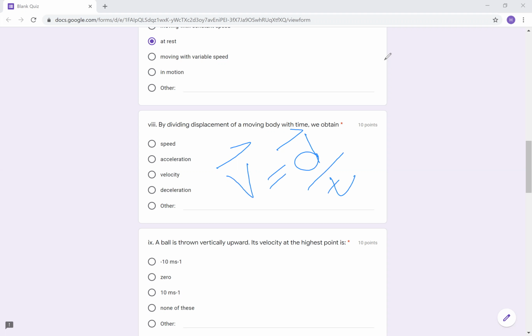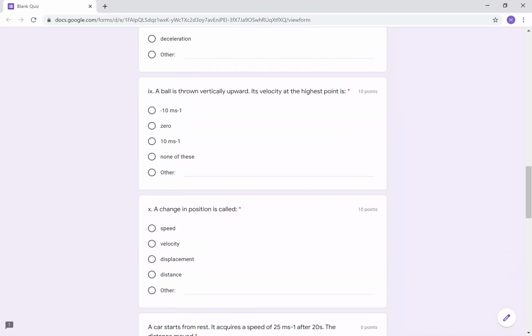So we will divide displacement by time to get velocity, and in that case we can answer this question rightly: by dividing the displacement of a moving body with time, we obtain what? We obtain velocity, not speed. Most of you got confused in this one, so I hope you got the answer right. Velocity is the right answer in this one as well.